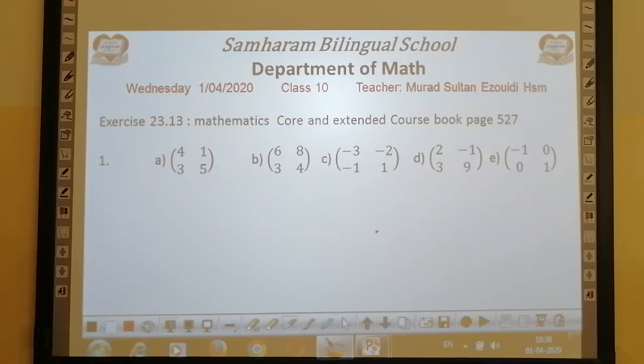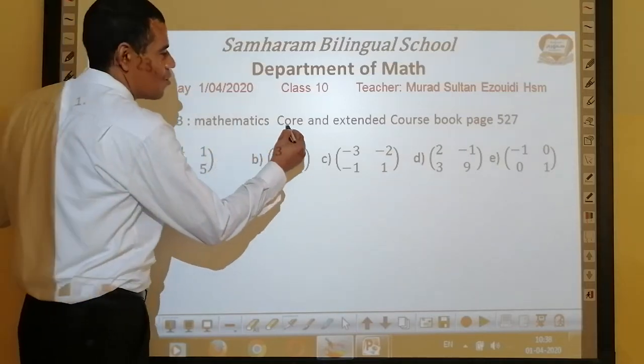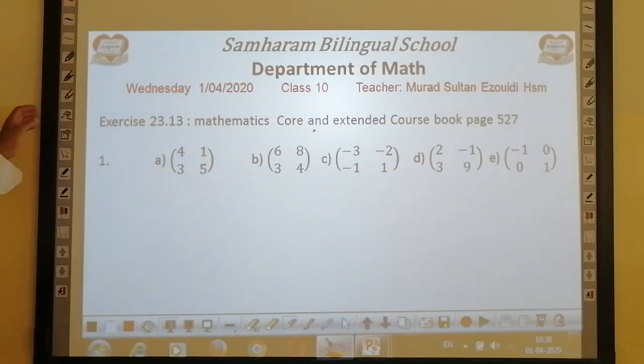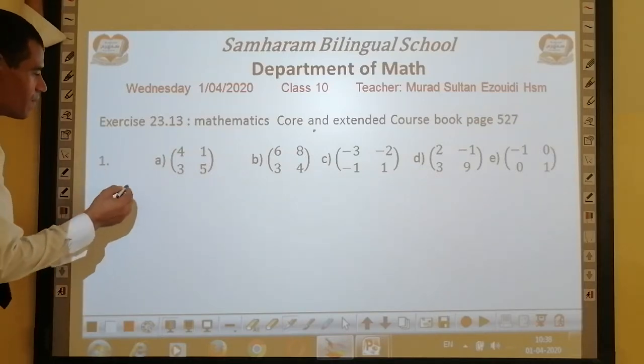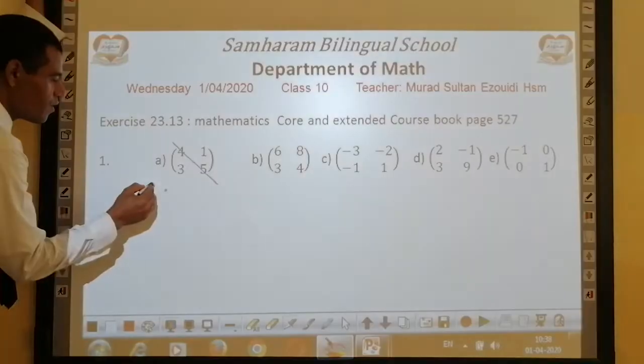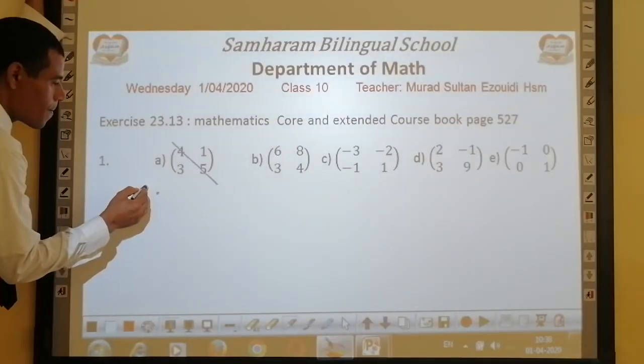So, now exercise 2:13, mathematical and extended course book, page 525. The question is: state whether its matrices are okay, or find, let's say, find the matrix or the determinant. Sorry, a 4 by 5 matrix. I will write this one.